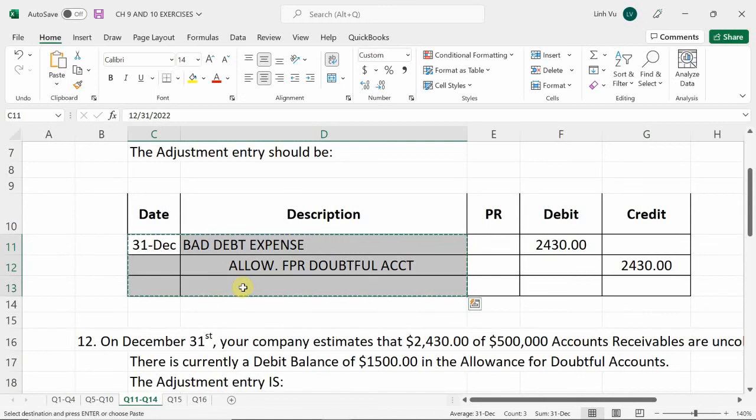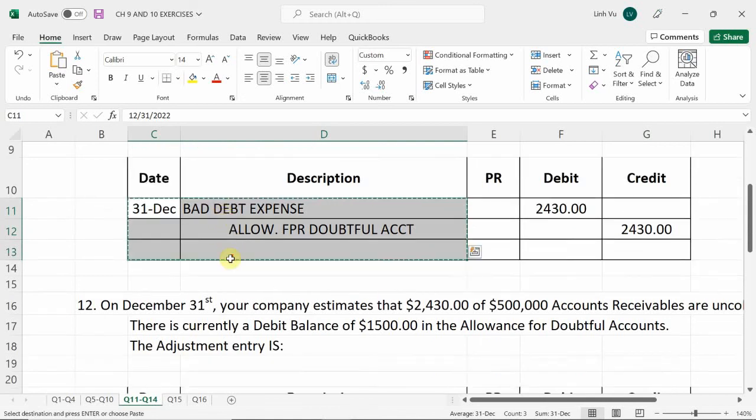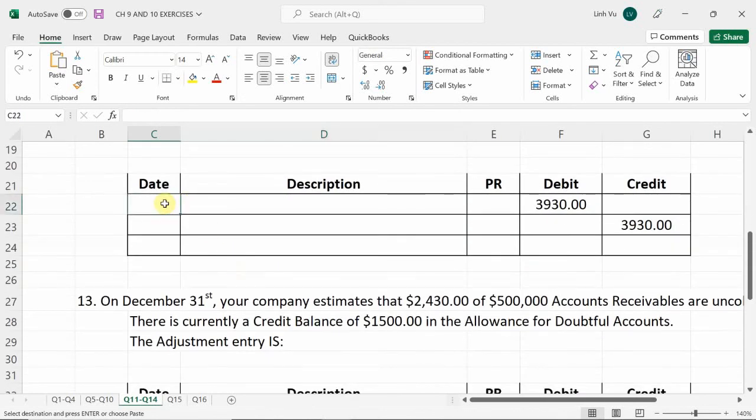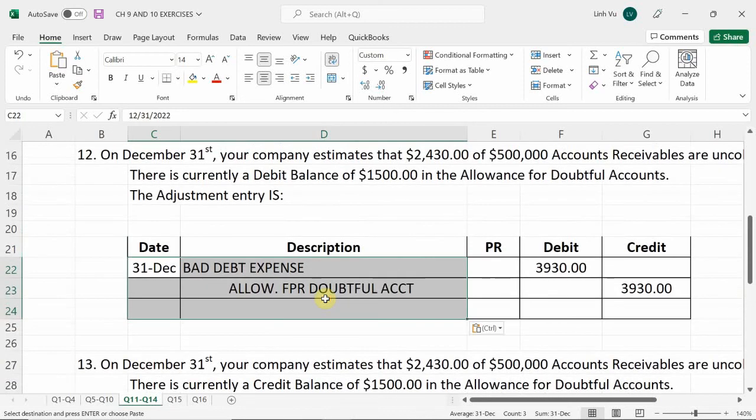Good, right? In this case, it doesn't matter what method you use, the journal will be the same. However, you can only choose one or the other method. You can't double write off your bad debt. You can only choose either method. Whichever one makes sense to you, use.